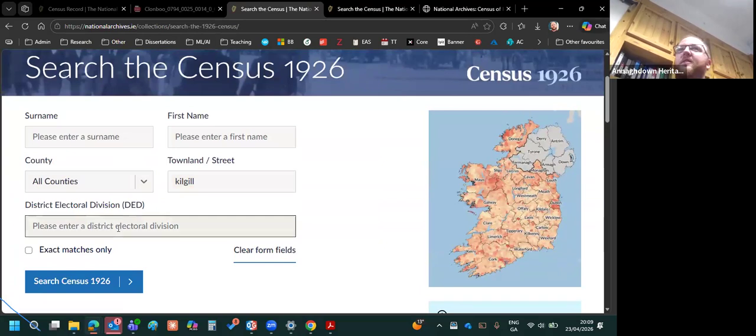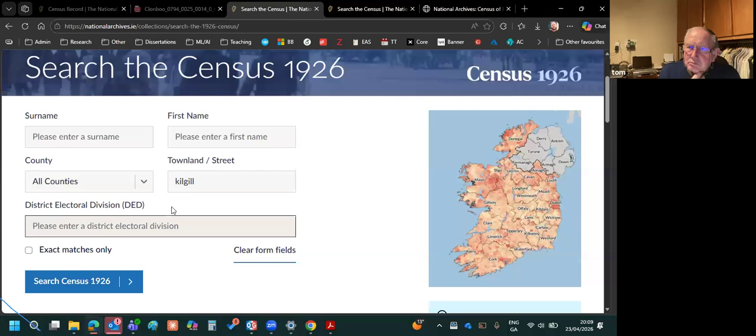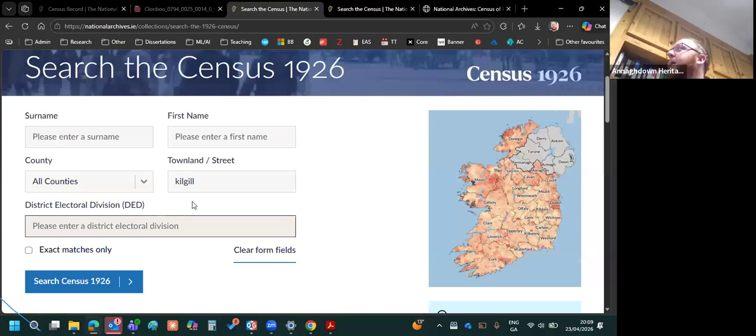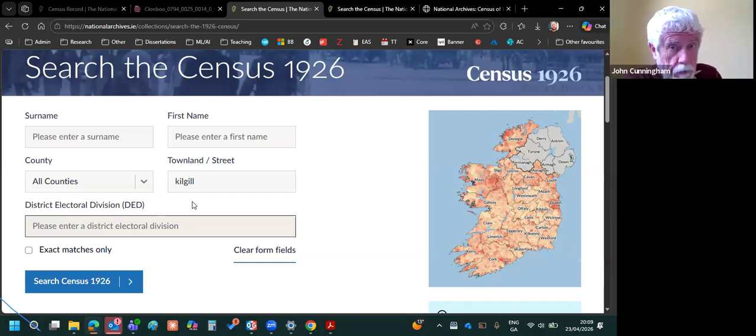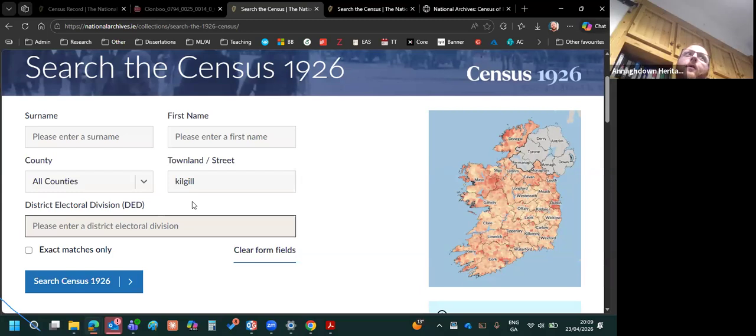Does everyone know what a district electoral division is? Anyone know what the four district electoral divisions in Down Parish are? So there's Down Tuam, Down Galway, Liscanon, and Kilower.